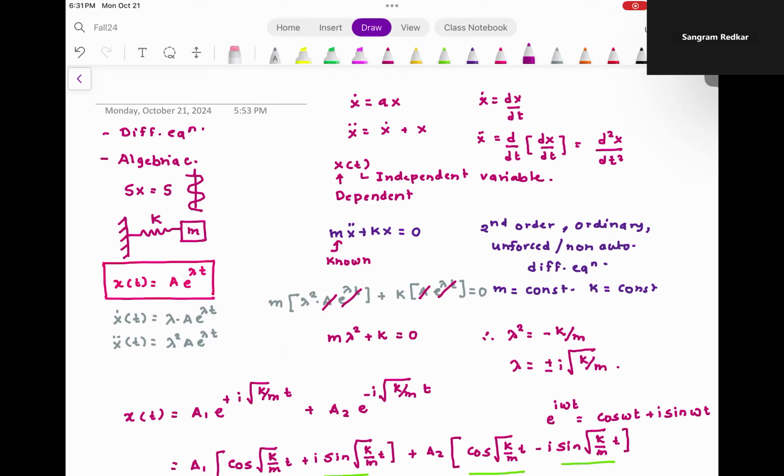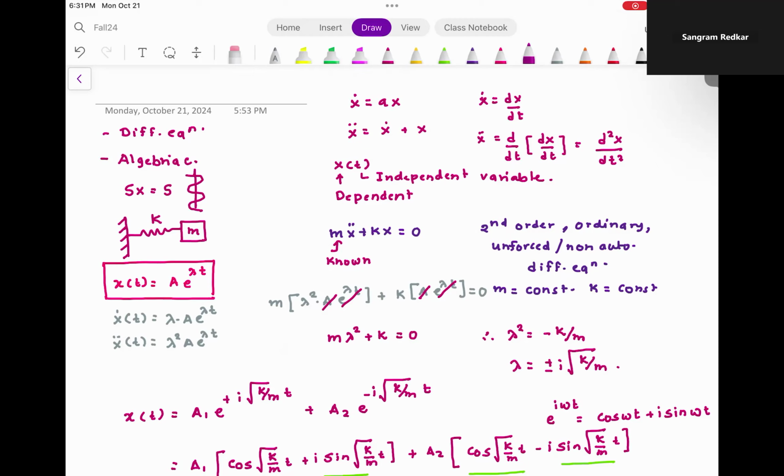Okay. Which means if I substitute lambda is equal to plus i square root of k by m, that equation will be satisfied. You agree with me? If I substitute lambda is equal to minus i square root of k by m, that equation will be satisfied. You agree with me? Or if I write down an expression which is the linear combination, addition or subtraction, of lambda plus i square root of k by m and lambda minus i square root of k by m, it will be satisfied.